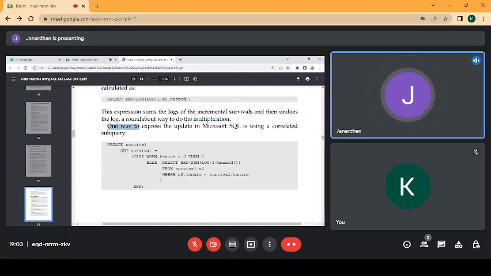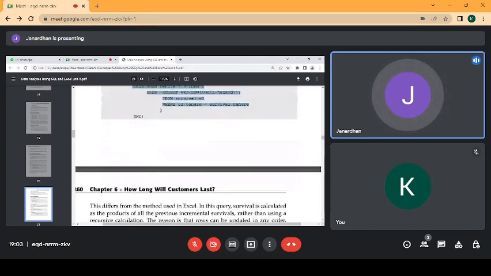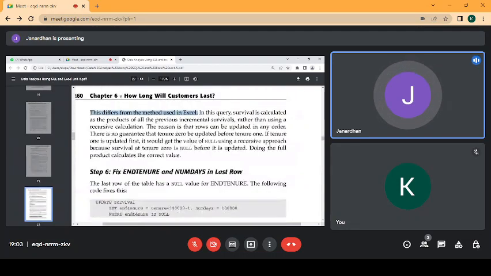One way to express the update in Microsoft SQL is using a correlated subquery. Update survival, set survival equal to case when tenure equal to 0 then 1, else select exp of sum of log of 1 minus hazard from survival S2, where S2 dot tenure less than survival dot tenure end. This differs from the method used in Excel.